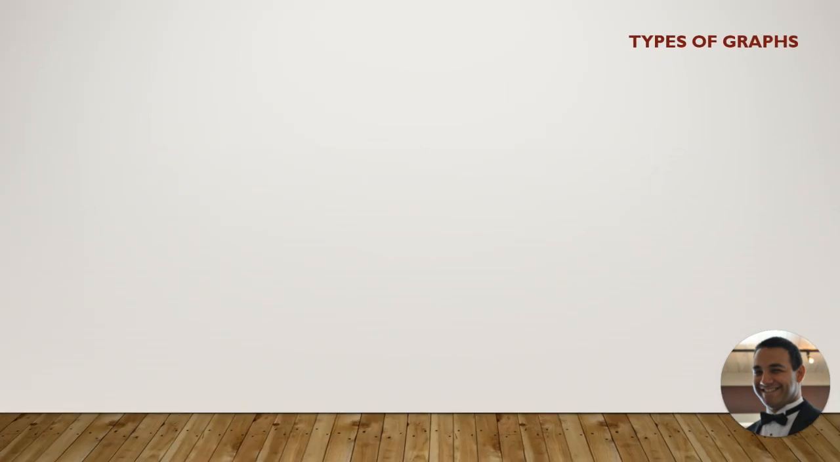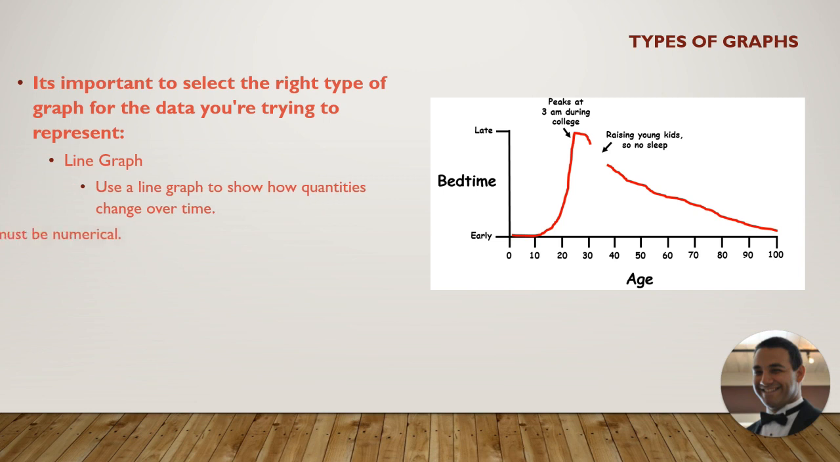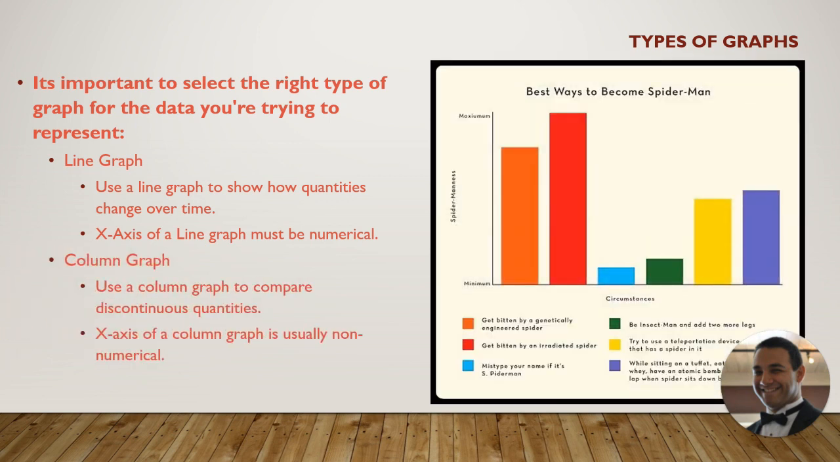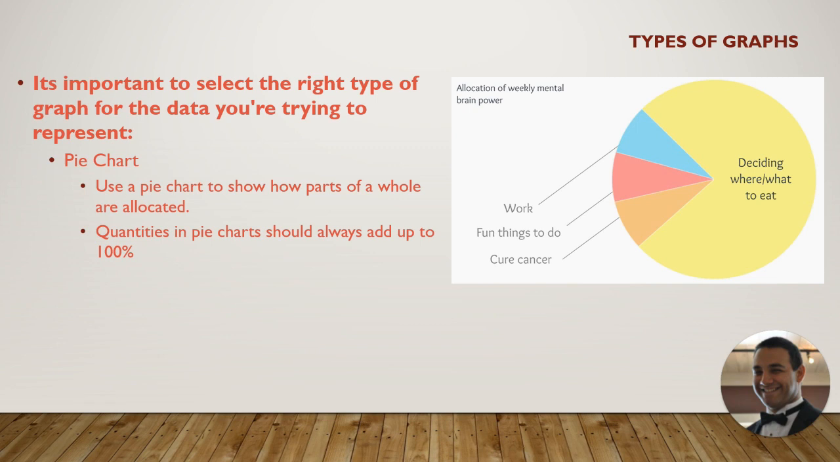It's important to select the right type of graph for the data you're trying to represent. We use a line graph when we want to show how quantities change over time. The x-axis of a line graph should always be numerical. With a column graph, we're trying to compare discontinuous quantities, so the x-axis of a column graph is usually non-numerical. A pie chart is used to show how parts of a whole are allocated. So a good rule of thumb is don't use a pie chart unless the quantities in your chart add up to 100%.